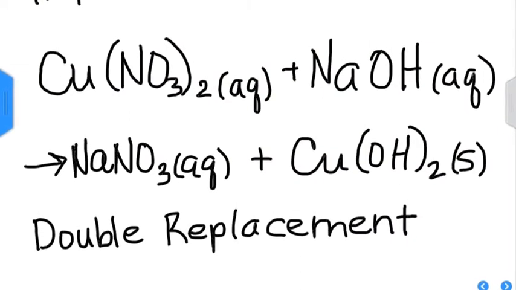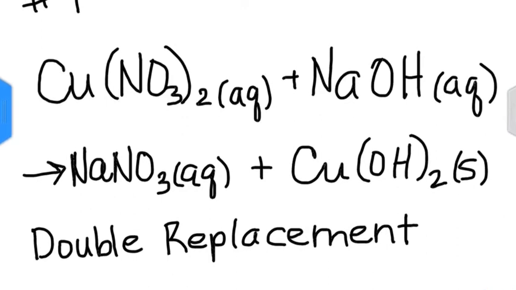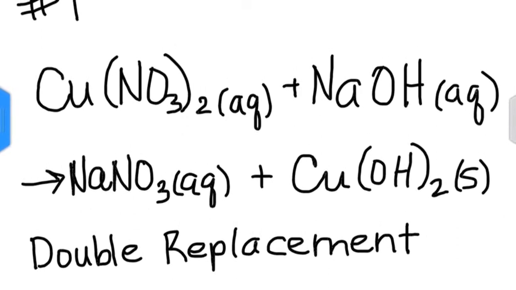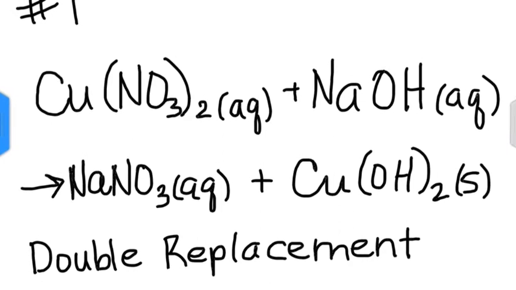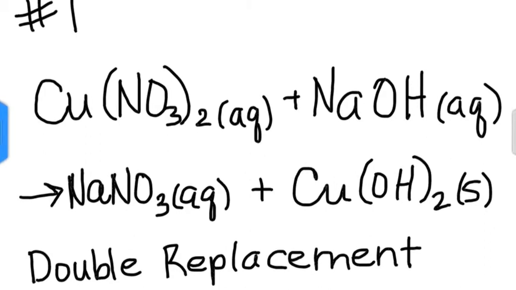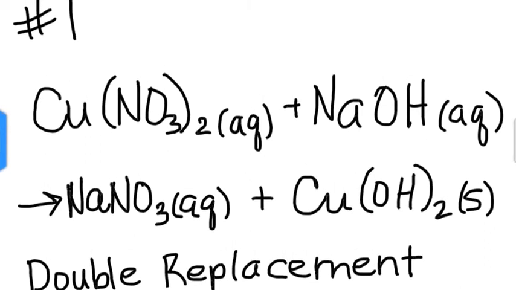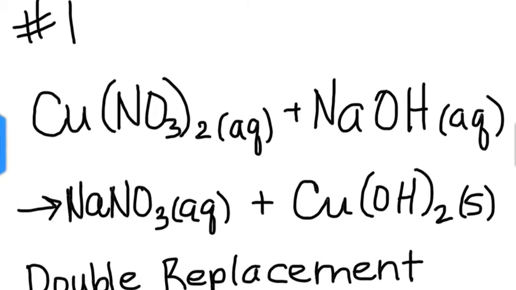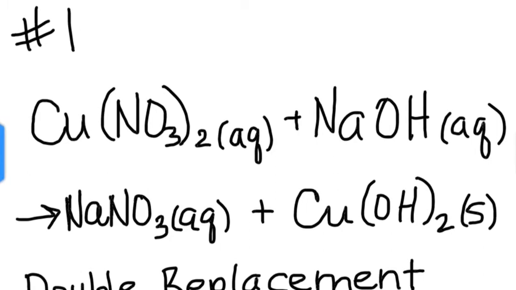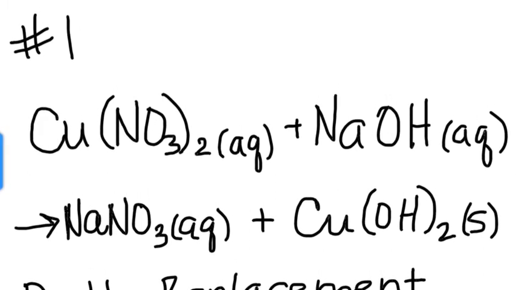This is the equation for the chemical reaction. You're starting with copper 2 nitrate, that was the 10 drops of blue solution, plus sodium hydroxide, that was the 20 drops of the colorless solution. In this double replacement reaction, copper and sodium trade places, so the products are sodium nitrate and copper 2 hydroxide. The blue precipitate that you see in this reaction is the copper 2 hydroxide.